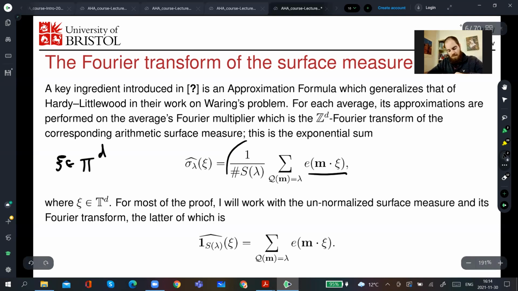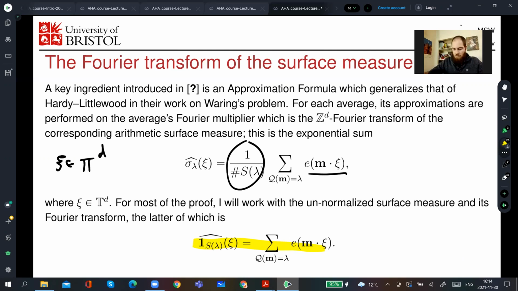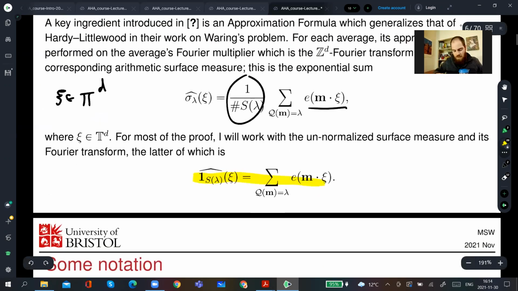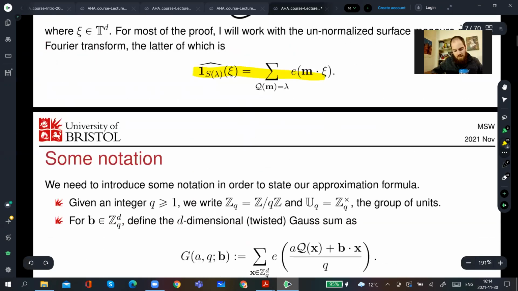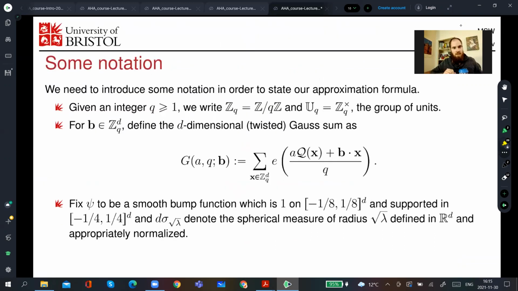And of course, you normalize by the number of such points. But we're going to work through, for most of today, with the unnormalized surface measure. And so that's just going to be this exponential sum right here. When xi is equal to 0, this gives you the number of points on the sphere of radius root lambda centered at the origin, which is what we spent the first several lectures doing. And our proof for the approximation formula, which I'll state in a moment, is going to use that method very heavily. It's going to parallel it quite closely.